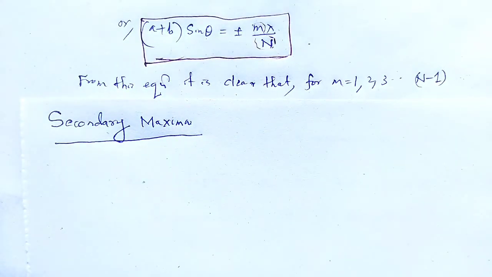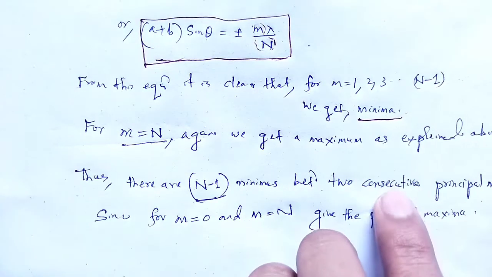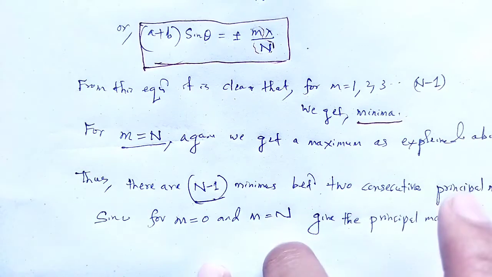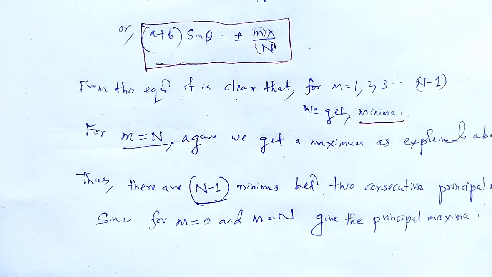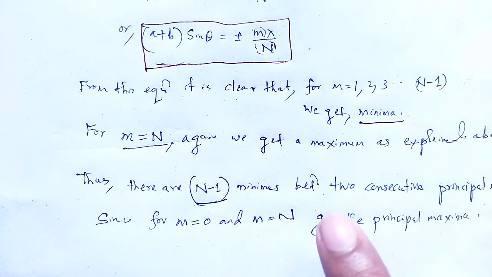As there must be a secondary maximum between two minima, and there are n minus 1 minima between the two consecutive principal maxima, we have n minus 1 minimas. Therefore, there must be n minus 2 secondary maxima between the two principal maxima. In between two principal maxima, we have n minus 2 secondary maxima.